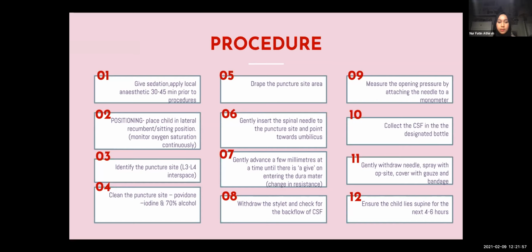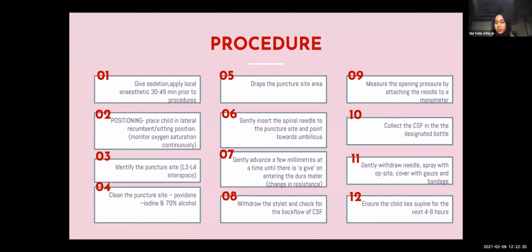And the third one is we identify the puncture site, which is at the L3 to L4 interspace, like I mentioned before. Then, using sterile technique, we clean the puncture site with povidone iodine and 70% alcohol, and we drape the puncture site area. Once the patient is properly positioned and the area is sterilized, we gently insert the spinal needle into the puncture site and point toward the umbilicus.